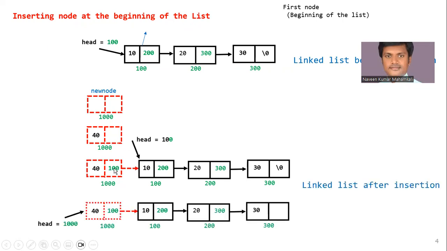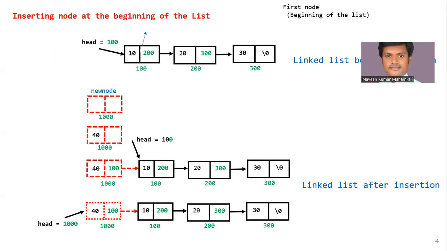Similarly, we are making one more change. Head is pointing to the first node in this list, so we have to write head equal to new node. As a result, now head is pointing to the new node. You can see a new node is inserted at the beginning. So these are all the steps involved in inserting a node at the beginning of a list.